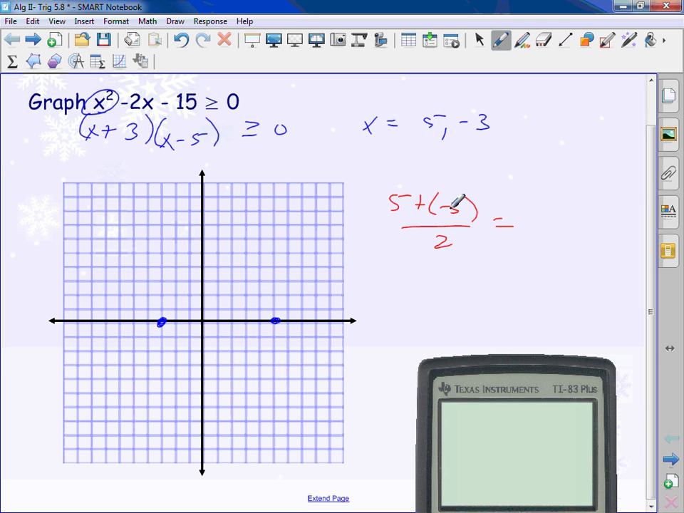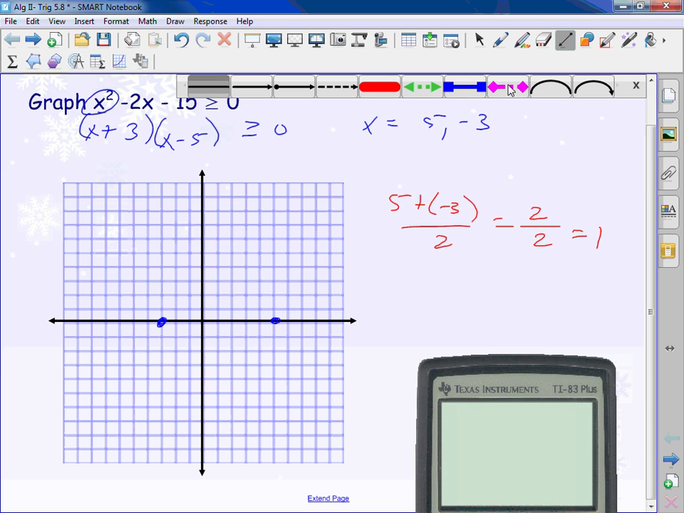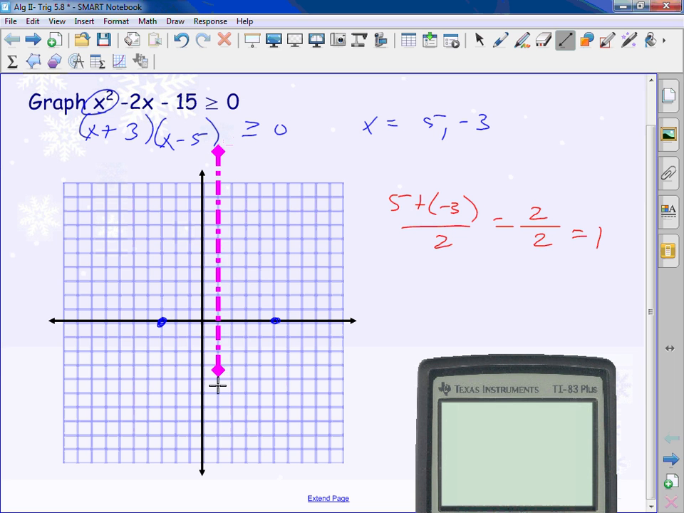What's 5 and negative 3? 2 divided by 2 is 1. So I know my AOS is right there. Now I need to know where my vertex is at. Do you remember what I have to do? Put the 1 into the problem. And I'm just going to put it in right here.